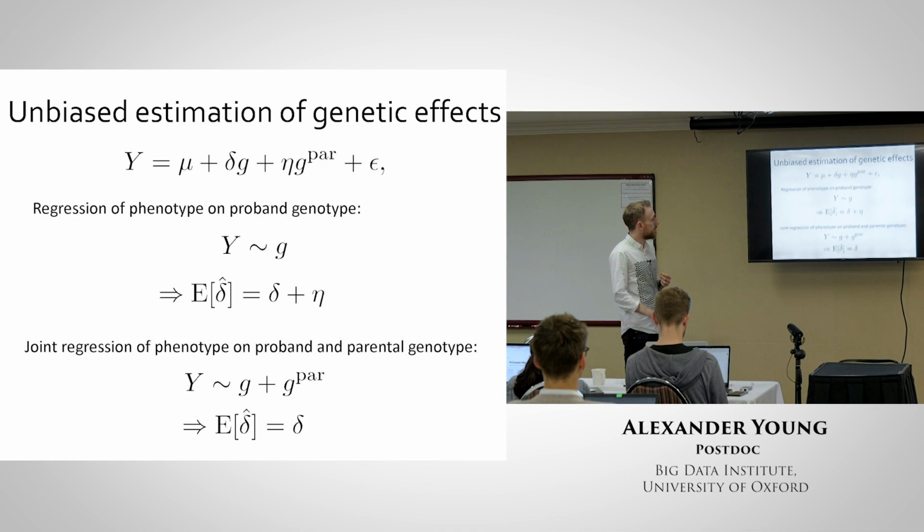And if you write the trait in this way, it's actually simple to see what the standard GWAS estimate is giving you and what a family-based association method is going to give you. So the standard GWAS estimate is not going to be estimating just the direct effects, it's going to be estimating the sum of the direct effect and this eta term, which is capturing the indirect effects from relatives and other forms of gene-environment correlation. However, if you jointly regress the phenotype onto the proband and parental genotype, that will give you an unbiased estimate of the direct causal effect of the genetic variant.